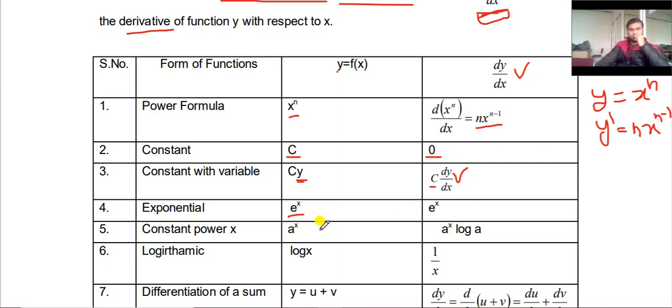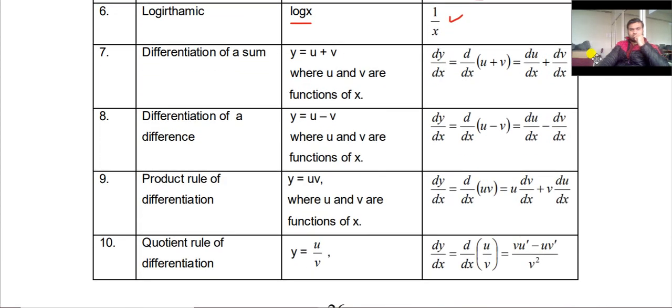The differentiation of e to the power x with respect to x is e to the power x. When we differentiate a to the power x, the answer is a to the power x into log a. The differentiation of log x is 1 upon x. Suppose you are given y is equal to log x, then y dash or dy by dx is 1 upon x.